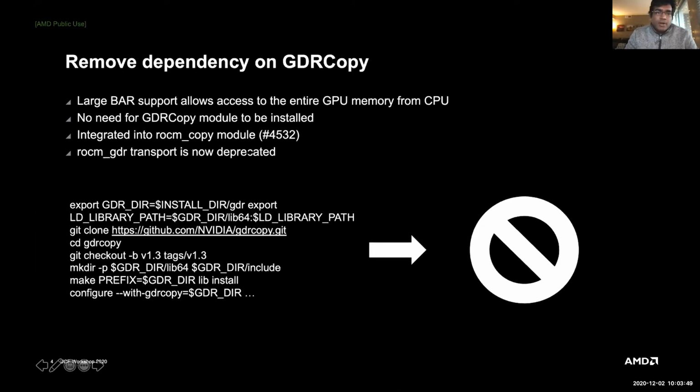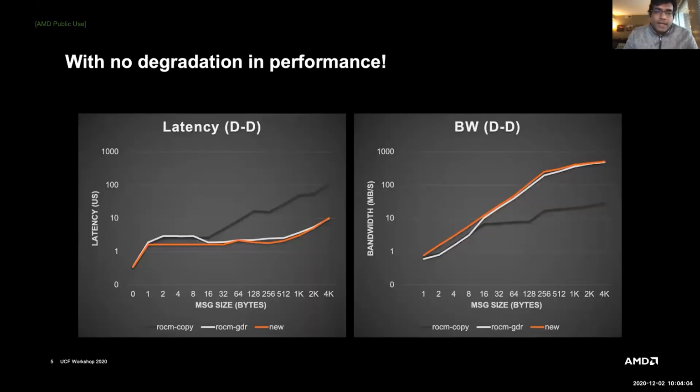Now the ROCm copy module itself has the functionality required to support the ROCm features that ROCm GDR was providing. And the good thing is that there was no performance degradation from that. In fact, we improved performance a little bit. If you look here, this is device to device latency within the same node, and the bandwidth. So this is between two GPUs.